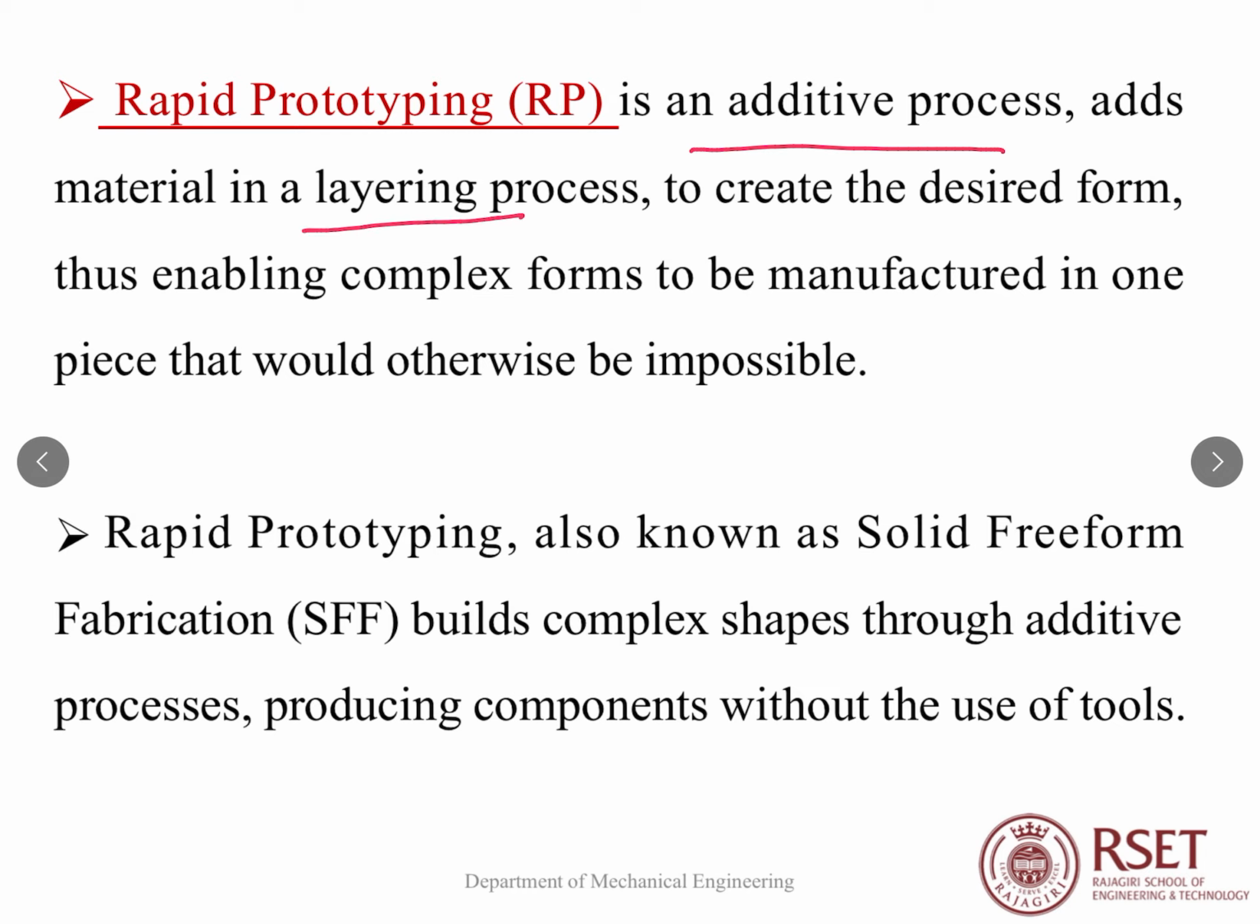It's in layers to create the desired form, thus enabling complex forms to be manufactured in one piece that would otherwise be impossible. Manufacturing a single piece is very difficult. We need to make the entire setup for that. But through rapid prototyping, the manufacturing of one piece becomes easy. Rapid prototyping is also known as solid free form fabrication. It builds complex shapes through an additive process.